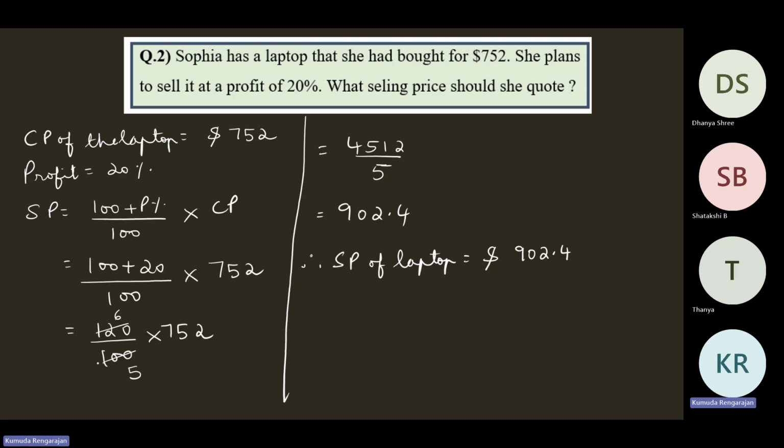You can see the answer here. Cost price is given, profit percent is given. Use the formula and find the selling price. So she should quote $902.4 for the laptop.